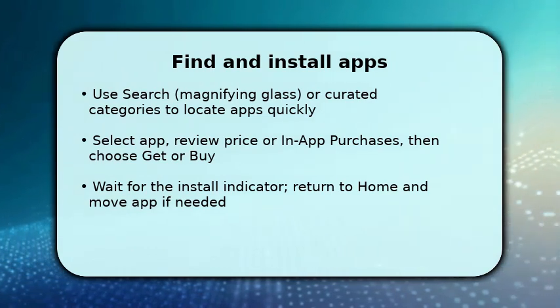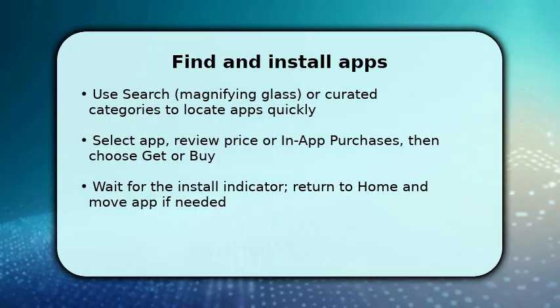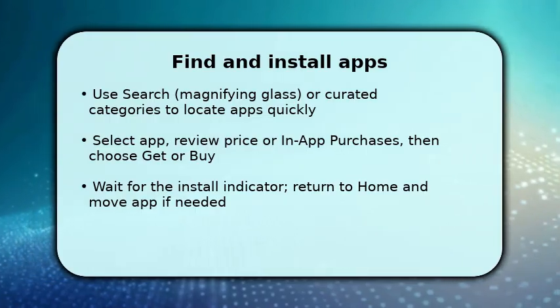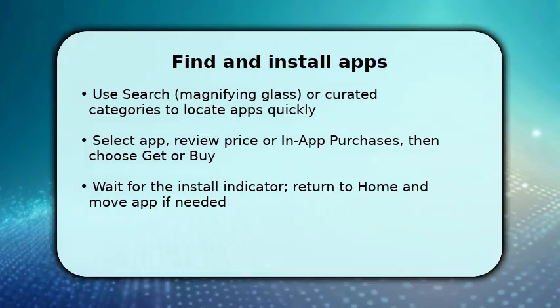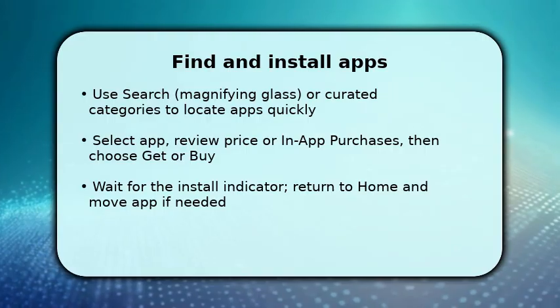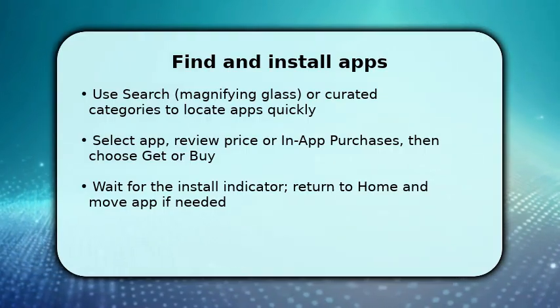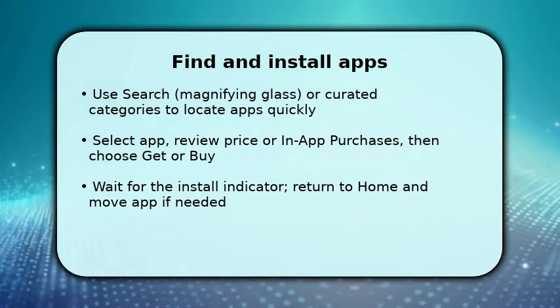Select the app tile to see details, permissions, and the price or free label. You'll know whether it's a one-time purchase or includes in-app purchases. Tap Get or Buy, authenticate with your Apple ID or Touch/Face ID on connected devices, and watch the install progress.